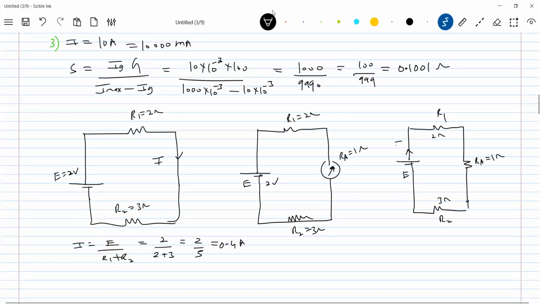Then what about the reading of the ammeter? The current through the internal resistance of the ammeter will be the reading of the ammeter. So what is this now? I dash. The current flowing will be different because the resistance got added up. So I dash equals E by R1 plus R2 plus RA, 2 by 6, 1 by 3, or 0.33 ampere.